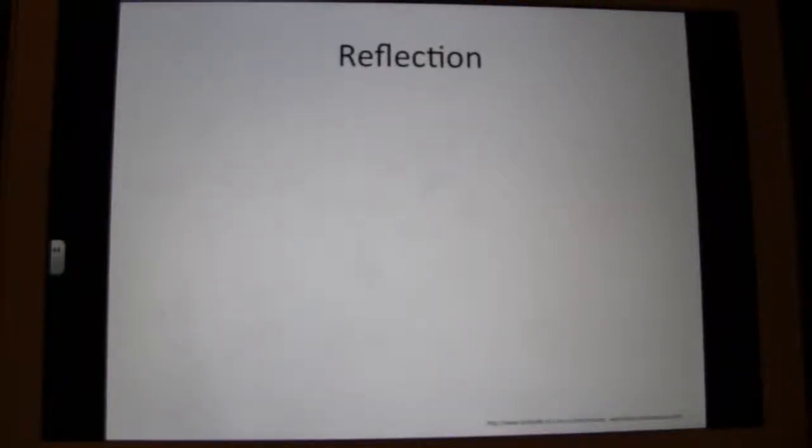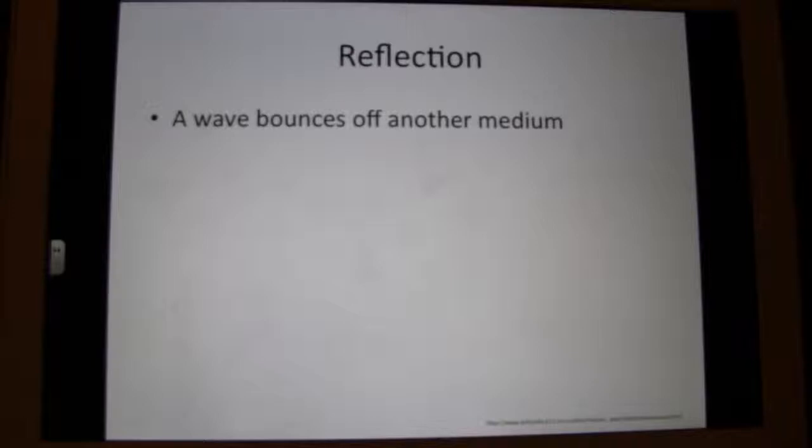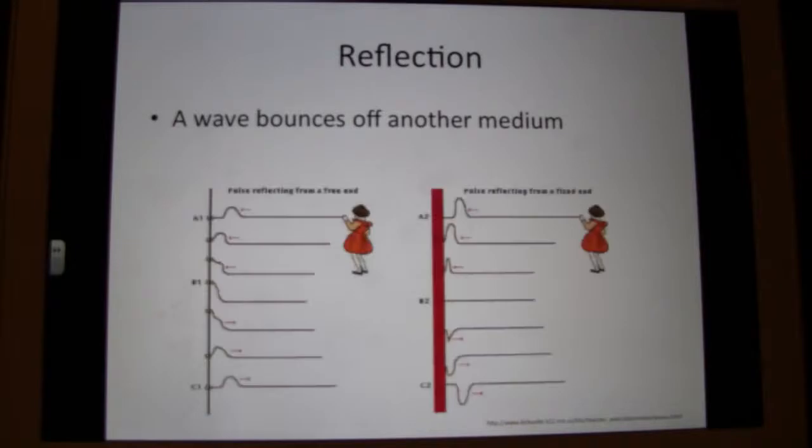When a wave strikes a barrier or boundary between two different materials, some of the energy is absorbed, some transmitted, meaning it passes through, and some is reflected, meaning that it bounces off the other medium. The shape of the reflected wave varies as a result of the type of boundary.